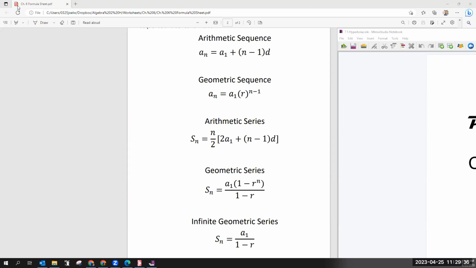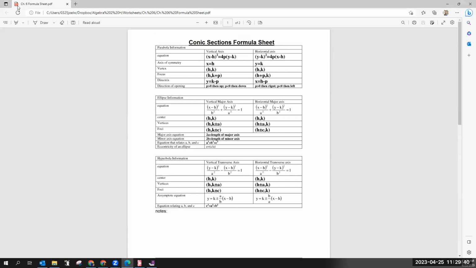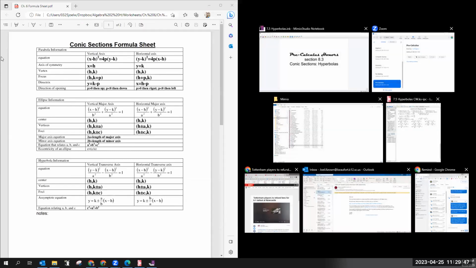Does everybody have these formulas so I can get rid of those? So now we can flip our paper back over here. Stop throwing trash on the table.